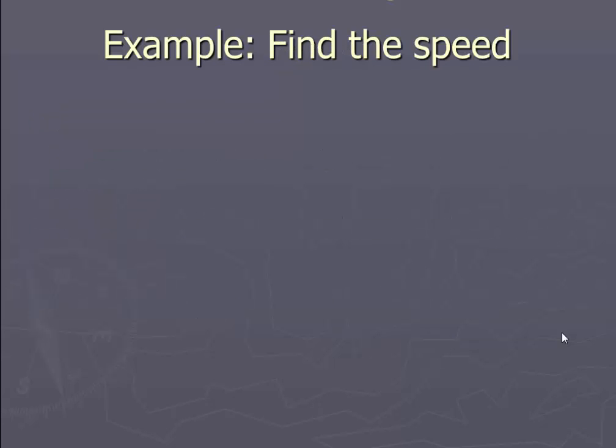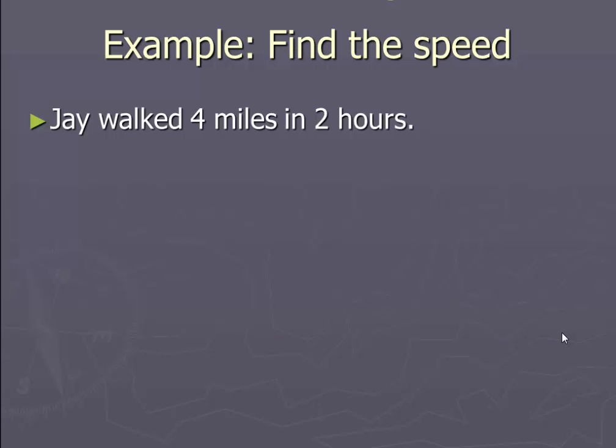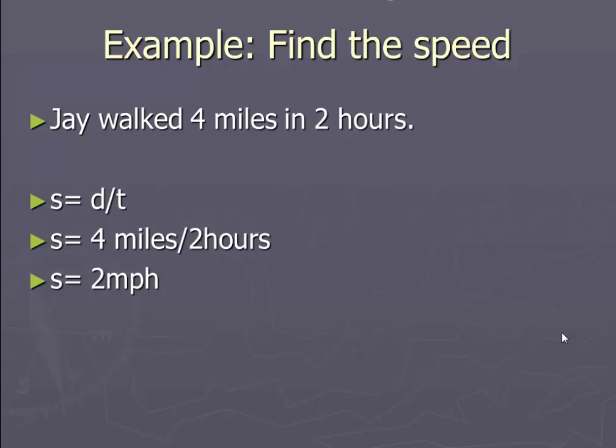As an example, we're going to find the speed. If Jay walked 4 miles in 2 hours, we know our equation is going to be speed equals distance over time. So we substitute 4 miles in for distance and 2 hours in for the time. We get that his speed was 2 miles per hour.